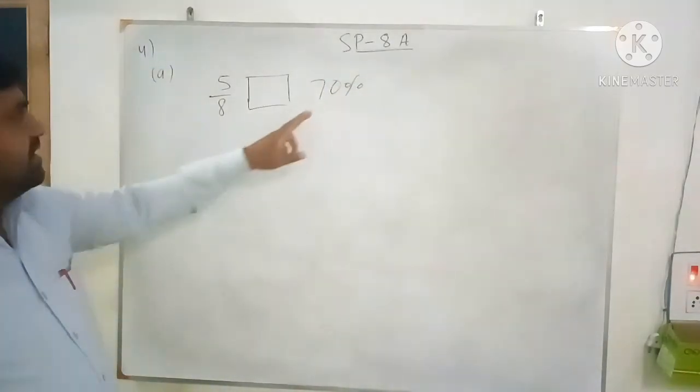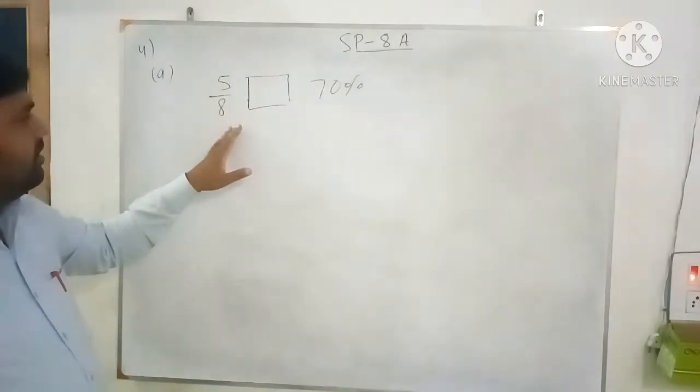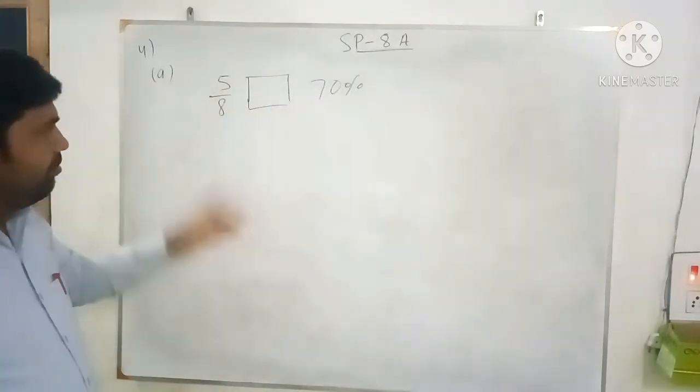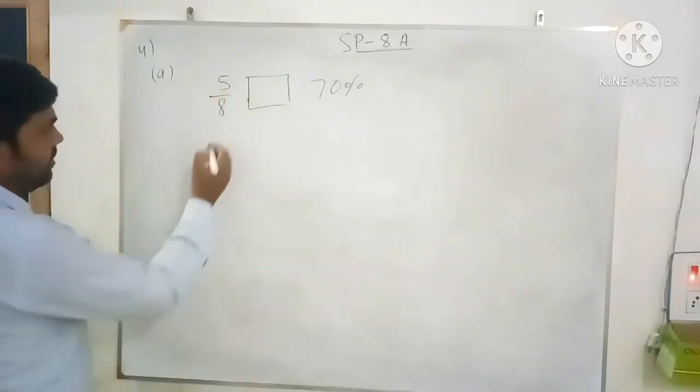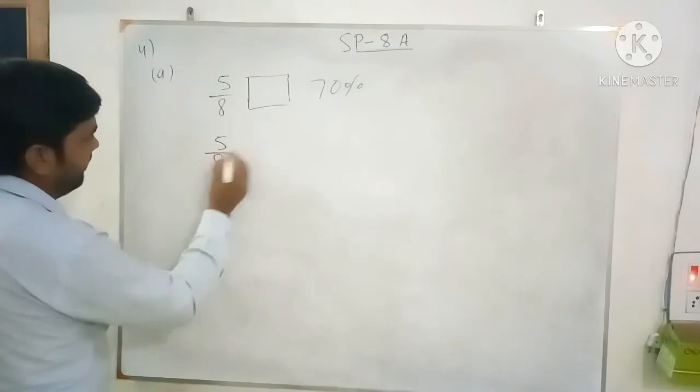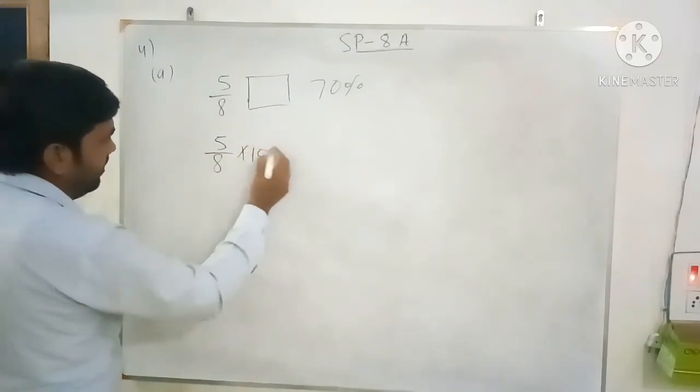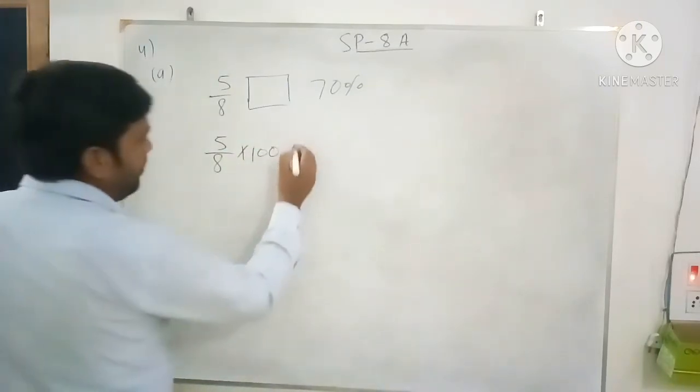So you can convert this 70% into fraction, or you can convert this fraction into percentage. Both the things we can do. So let's convert this 5 by 8 into the percentage. So how do we do it? Multiply the fraction by 100, it will be converted into the percentage.